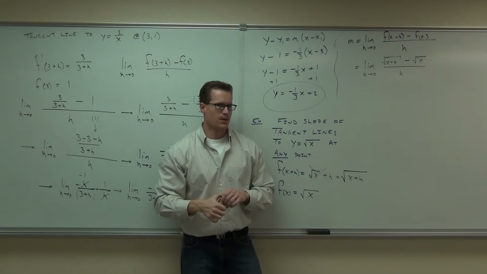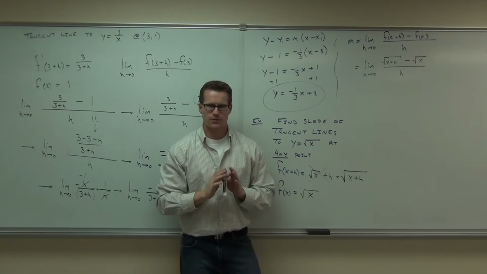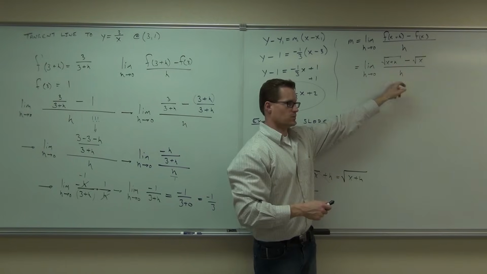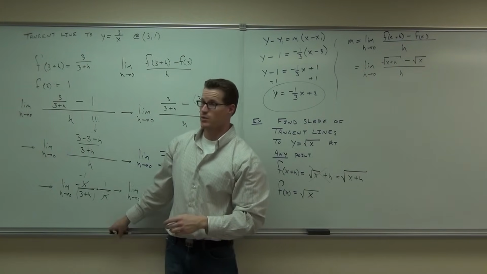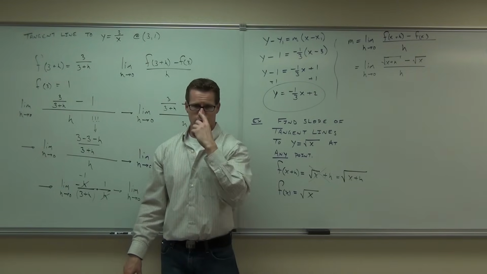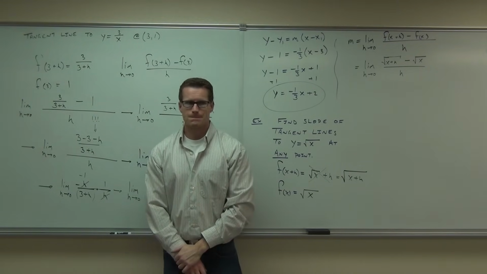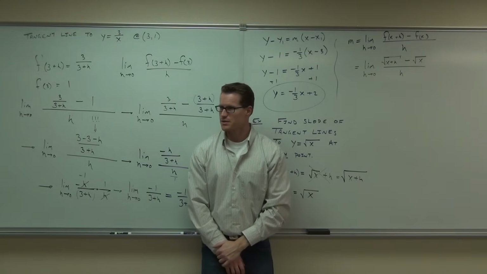0 over 0, that's a problem. So your whole goal here is to get rid of the h in the denominator. That's your goal. Now there are of course ways to do it. In fact, I've shown you a problem quite similar to this involving those square roots. Do you remember? Multiply by the conjugate. Do you remember what the conjugate is?